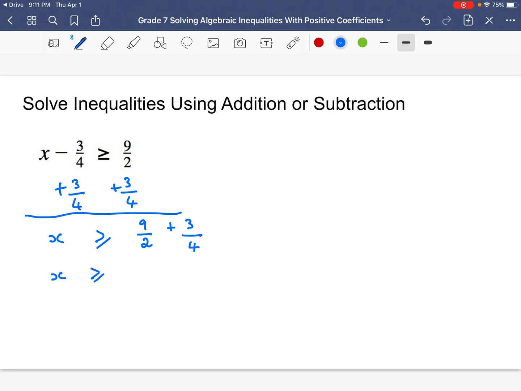So I'm going to rewrite 9/2 as an equivalent fraction in fourths. So 9/2 is equivalent to 18/4. And 18 plus 3 is 21/4. And I can rewrite it as a mixed number. X is greater than or equal to 5 1/4. 4 times 5 is 20 and 1 is 21.